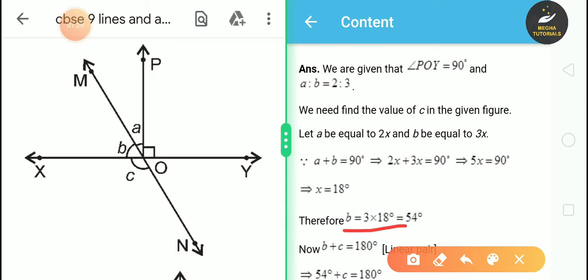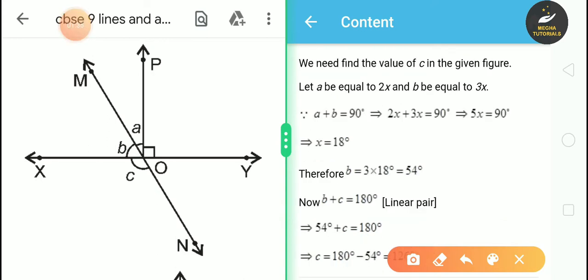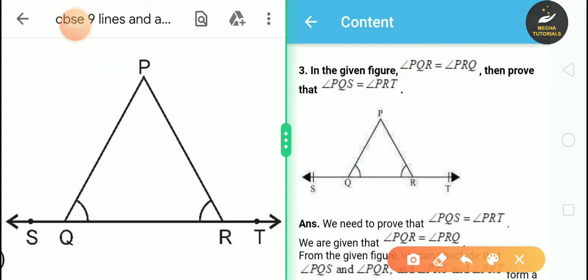So a will be 2 into x, that is 2 into 18, 36 degrees, and b is 3 into 18, 54 degrees. Okay, now please look into the diagram. Angle b and angle c are forming a linear pair, therefore they are supplementary. So I can write b plus c is equal to 180 degrees. b is 54 degrees. So 54 plus c is 180 degrees. Therefore c is 180 minus 54, which is 126 degrees. This is the required solution.